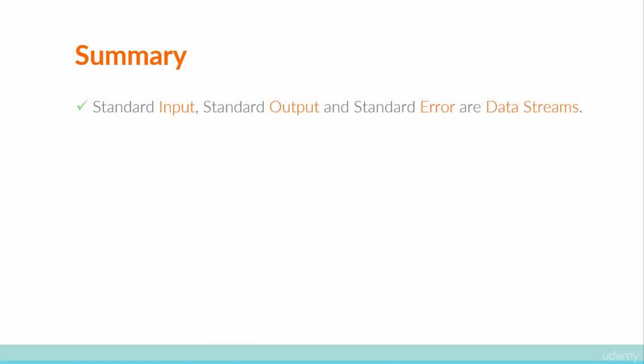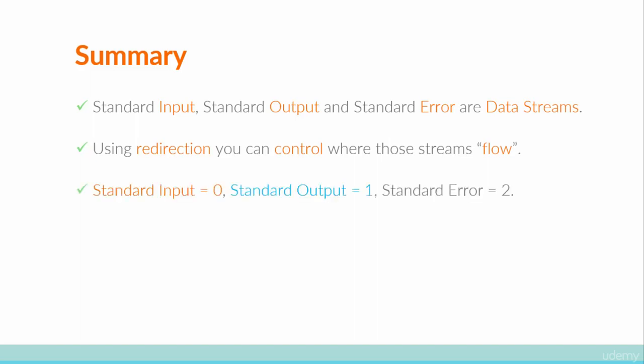Now, as a quick recap, you learned that standard input, standard output, and standard error are streams of data, and like normal water streams, their flow comes from somewhere and goes to somewhere. Redirection is all about controlling that where. Using redirection, you can control where standard output and standard error streams go, and you can control where standard input comes from. You also learned that these data streams have numbers associated with them. Standard input is stream number 0, standard output is stream number 1, and standard error is stream number 2.